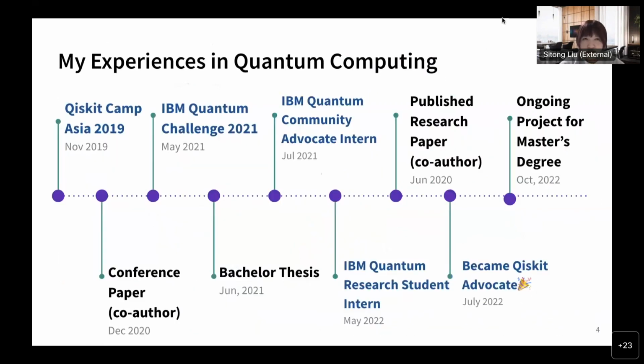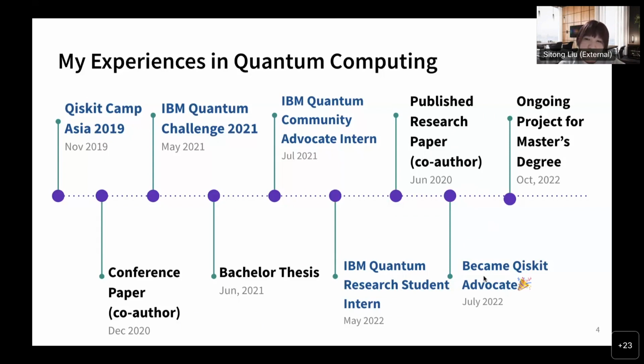After I joined this research group, here are my main experiences in quantum computing. The sentences in blue are the activities related to Qiskit. You can see that I took part in some IBM Quantum or Qiskit events right after I started to learn about quantum computing. And I graduated in 2021, and I wrote my bachelor thesis related to quantum machine learning.